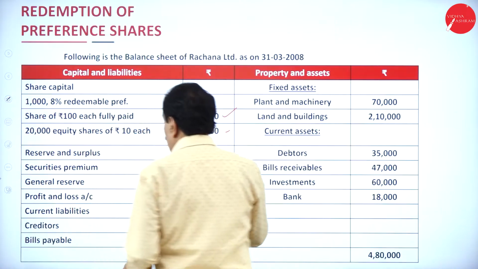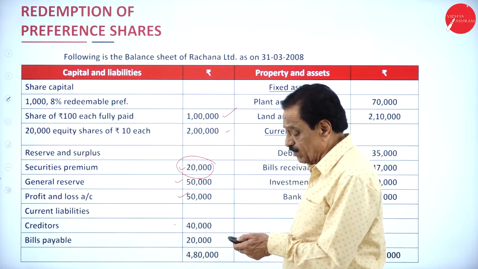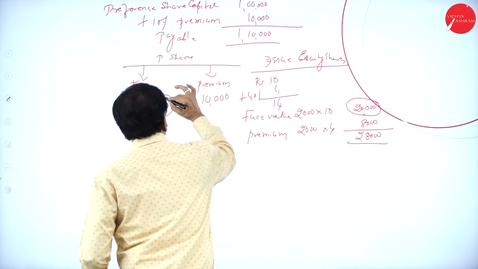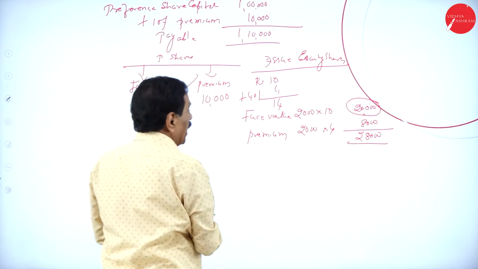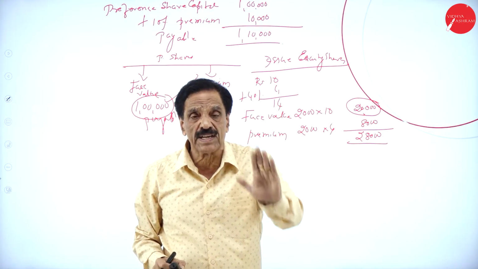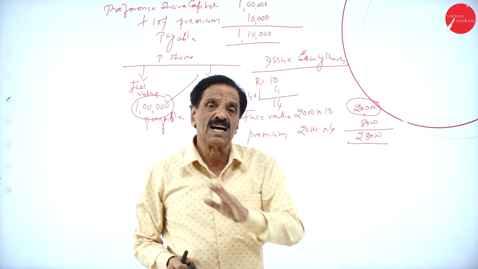See that you got 50,000 in the general reserve and 50,000 in the profit and loss account. Then actually you have to pay how much? 1 lakh is payable. How much available? 20,000. How much shortage? 80,000 is shortage. The shortage can be filled up with the help of general reserve and profit and loss account.